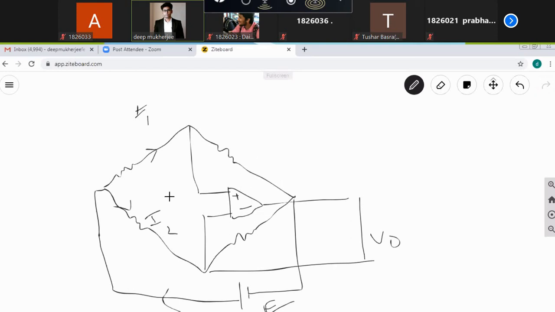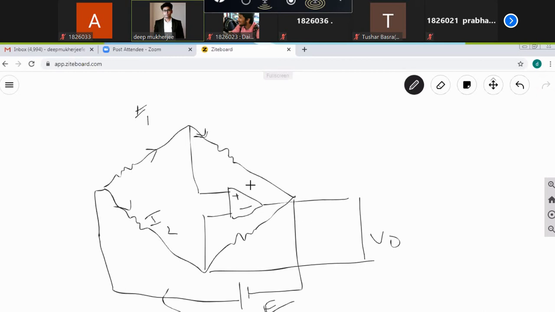Now obviously, we will consider this current when it flows in this direction. It will flow through this node, because I1 is flowing in this direction and I2 is flowing in this direction. Understood? Yes, balance condition. So I1 and I2 flow in these directions, and across it we will get the output because you have connected an op-amp here.